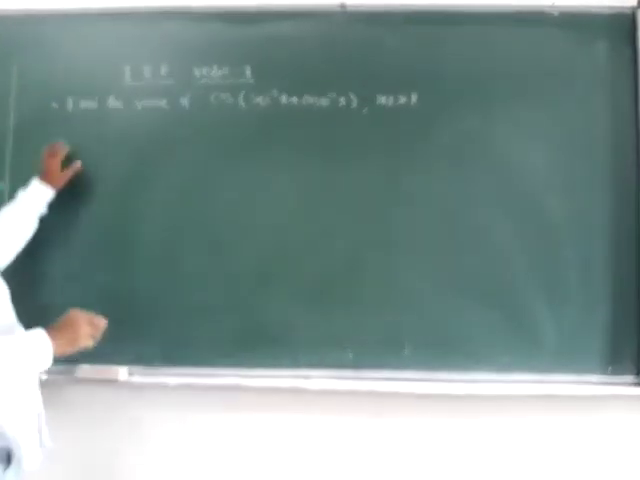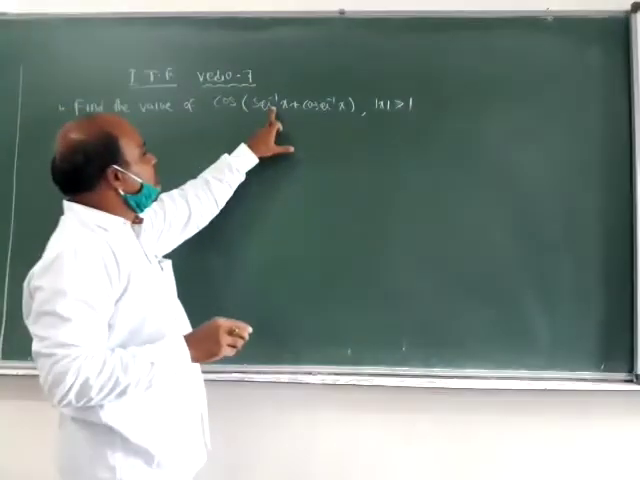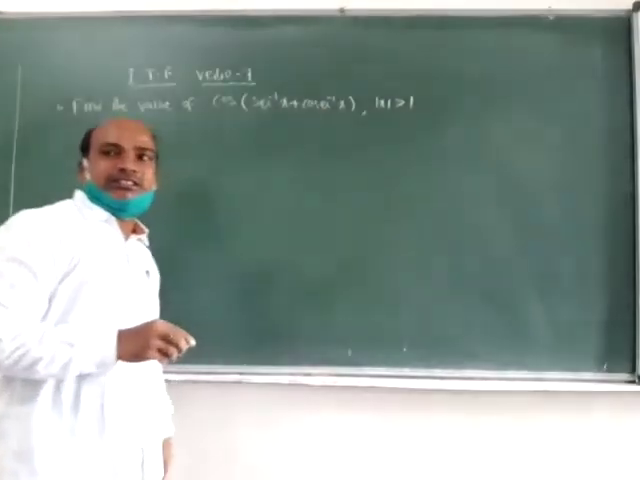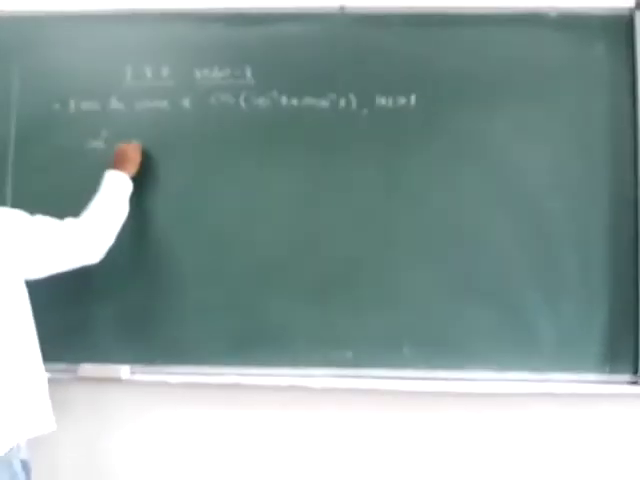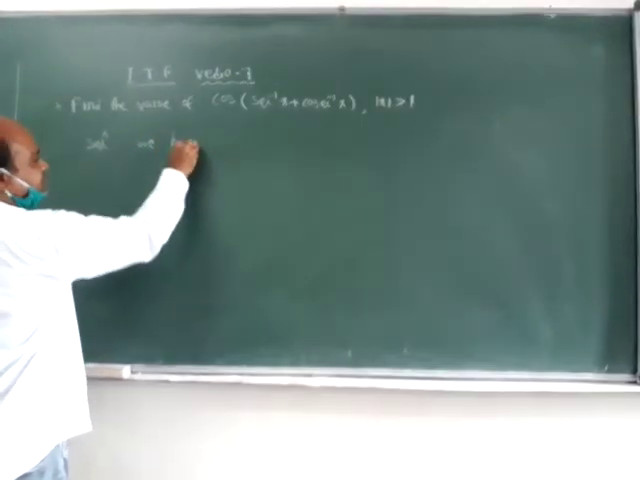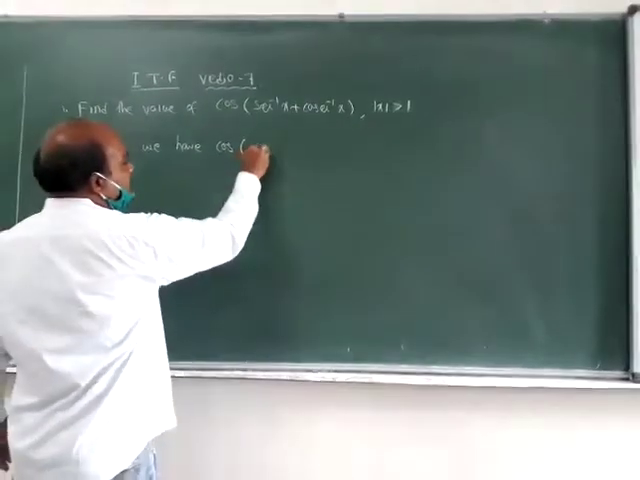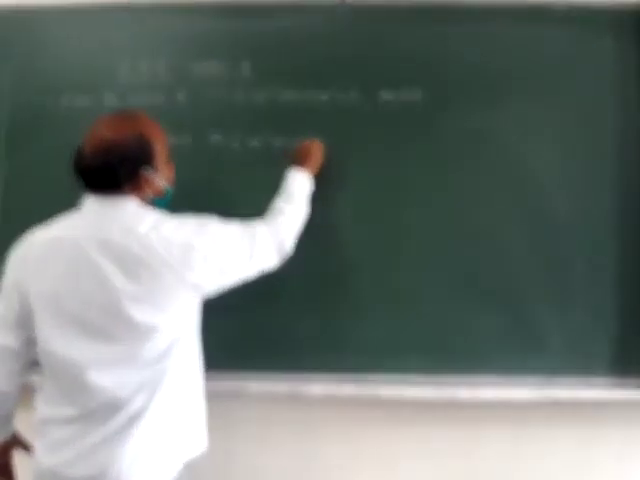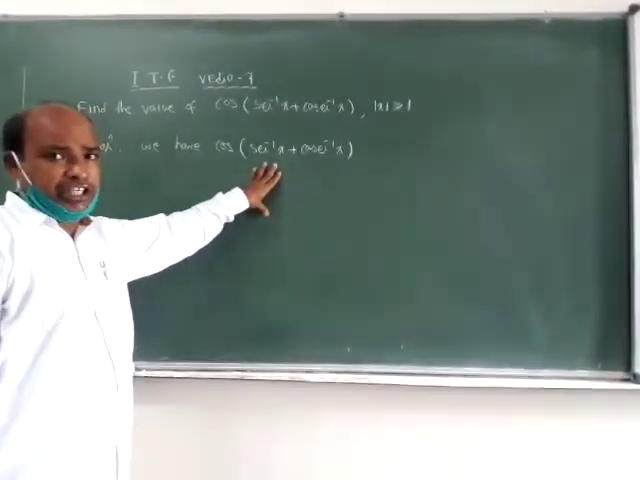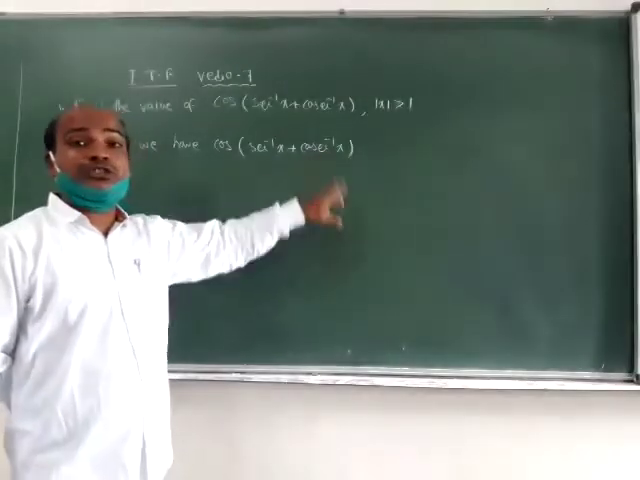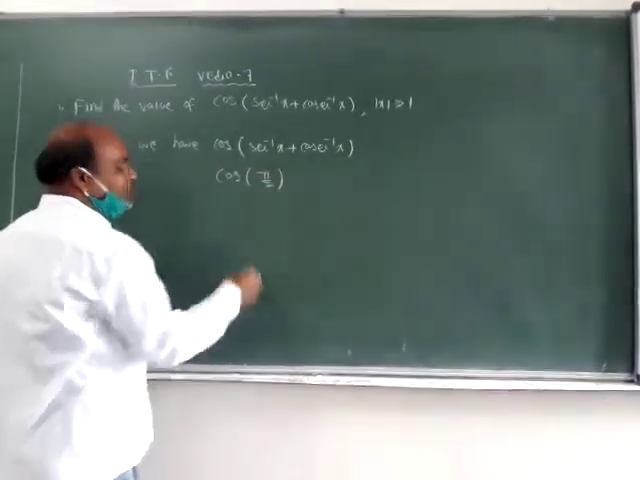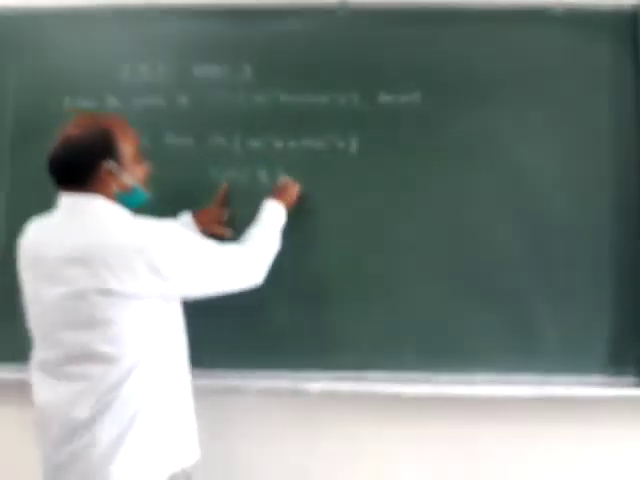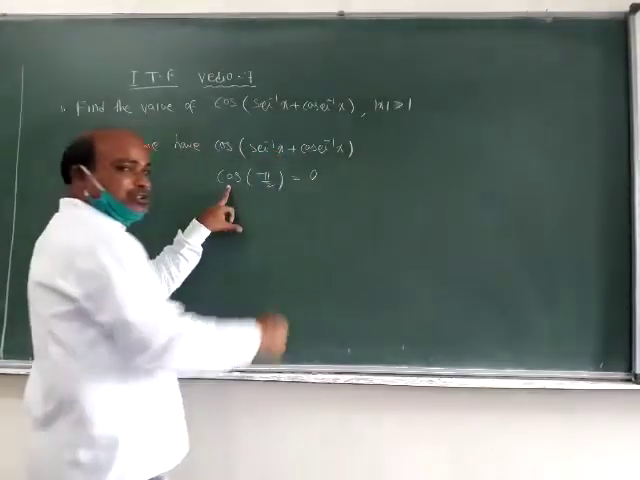This question is: find the value of cos of sec inverse x plus cosec inverse x. Very simple. So here is the solution. They have given cos of sec inverse x plus cosec inverse x. By the ITF property, you know the value of sec inverse x plus cosec inverse x is pi by 2. So you can substitute cos pi by 2. You know the value of cos pi by 2 is nothing but 0.